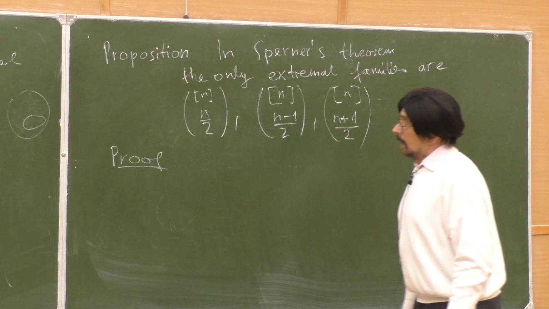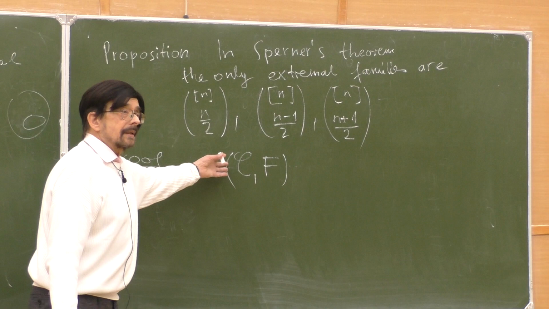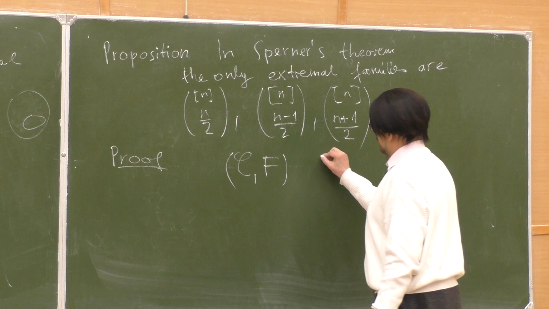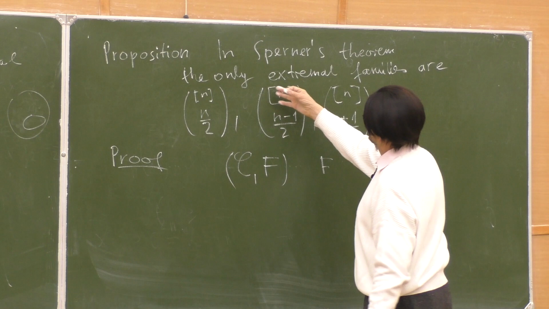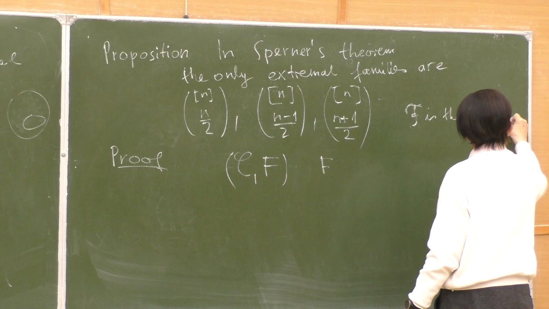Again, we take these pairs. Yeah, C is a cyclic permutation. I don't write it down again. But so F is the family satisfying the Sperner property.